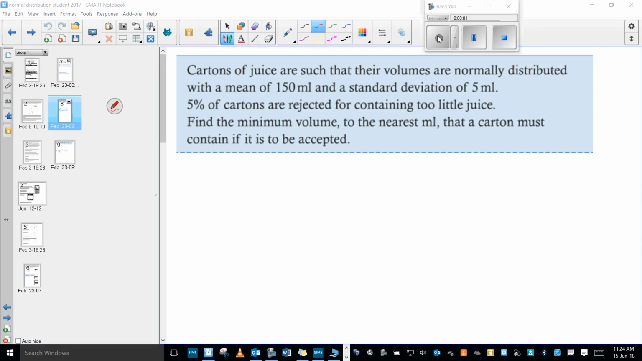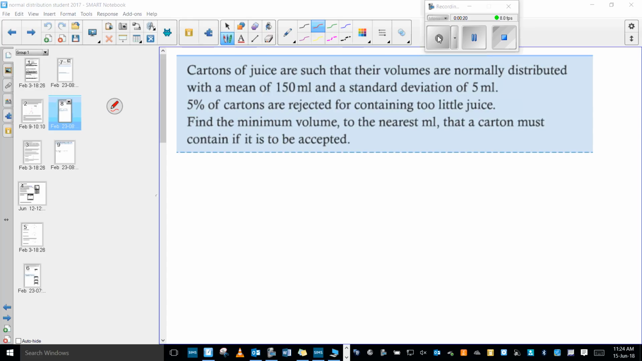Their volumes are normally distributed with a mean of 150 and a standard deviation of 5 mils. 5% of the cartons are rejected for containing too little juice. Find the minimum volume to the nearest mil that a carton must contain if it is to be accepted.